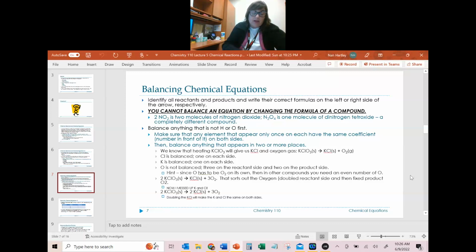I can't multiply this by 2 to get that. So I'm going to have to multiply this one by 2, which will give me 6 oxygens. And then this one, should have left myself space, by 3, which will give me 6. So now I have the same number of oxygens on both sides. However, when I did that, I screwed up the K and the Cl. So now I have 2 Ks and 2 Cls, which means I need to go 2 over here to get me 2 and 2.